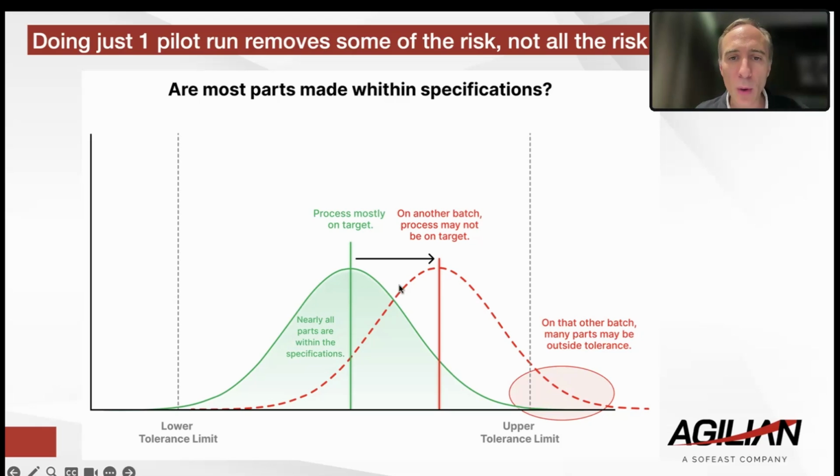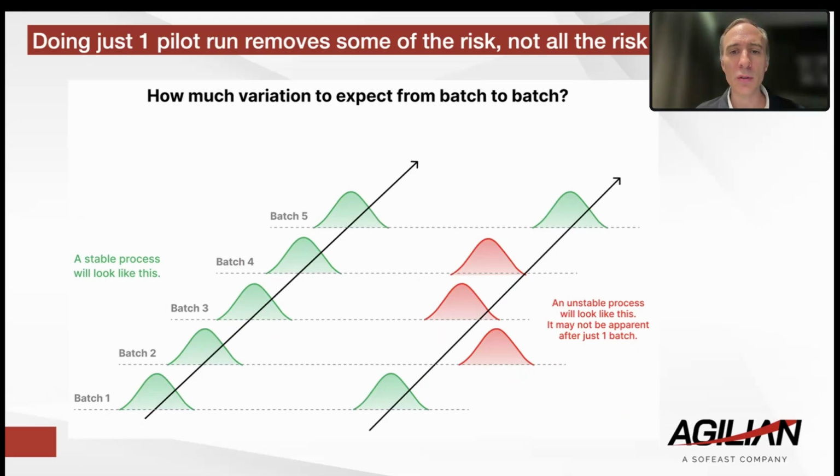But then you do the next one and maybe the process is not very stable, and then you see it goes way to a side and then some parts are out of tolerance. Well, if you just do one batch, you're not going to see that, and then you go into mass production and you do this on a very large scale, and maybe you have a lot of parts out of tolerance. That means a lot of maybe rework, scrap, reproduction. That means delays, that means excess costs, that means all kinds of issues.